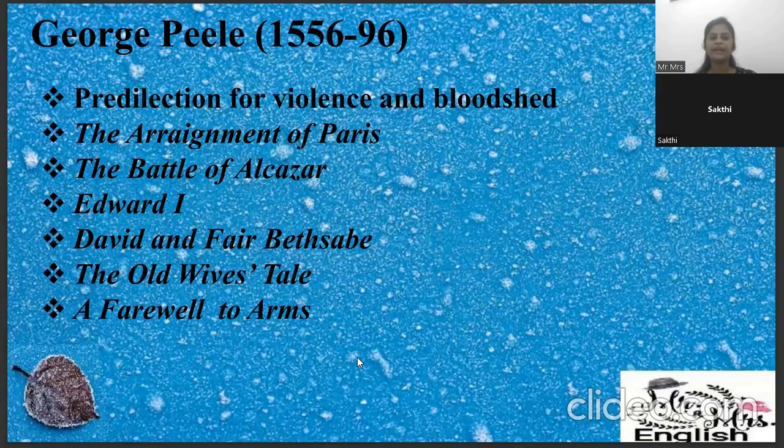So these are the major plays written by George Peele, so that you can see he has written a mythological pastoral comedy, a Marlowean historical tragedy, then a chronicle play, a biblical tragedy, then a satirical play on the contemporary drama, then something addressed to someone, that is A Farewell to Arms, addressed to Elizabeth I. So these are the different types he experimented with. That is the importance of George Peele.